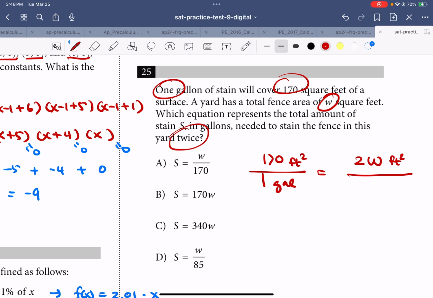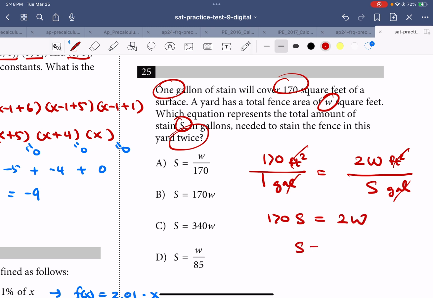And the question is, how many gallons? So let's say S gallons. You set up the proportion like that and then solve for S. When you cross multiply, you can ignore the units; I just try to show you proportions should have the same units. So 170S equals 1 times 2W, which is 2W.